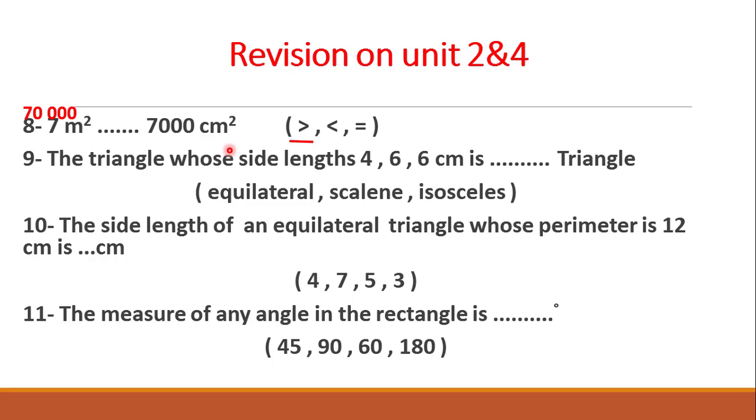Number 9, the triangle whose side lengths are 4, 6, 6. We have 2 sides equal in length, so isosceles, yes. Number 10, the side length of an equilateral triangle whose perimeter is 12. Equilateral means all sides are equal in length. So I'll divide 12 equally among the 3 sides. 12 divided by 3 equals 4. So the side length is 4.